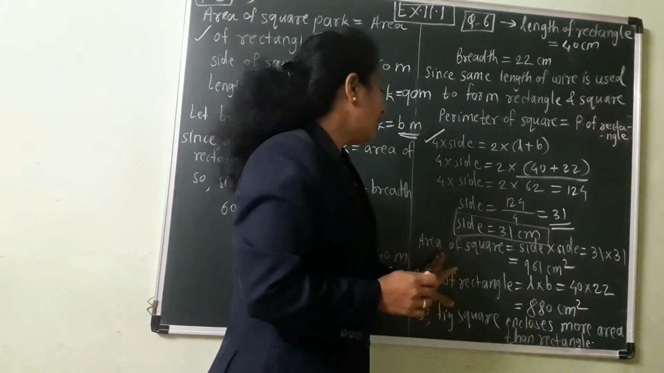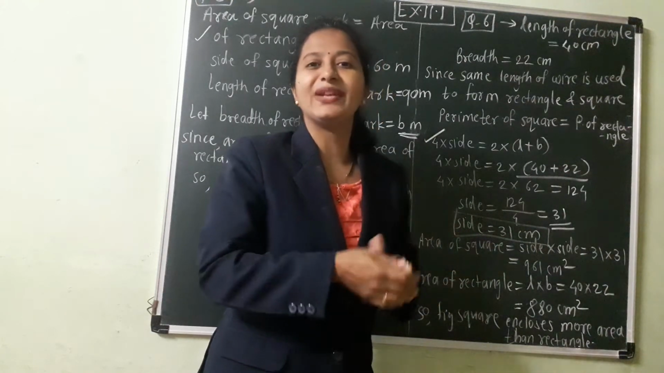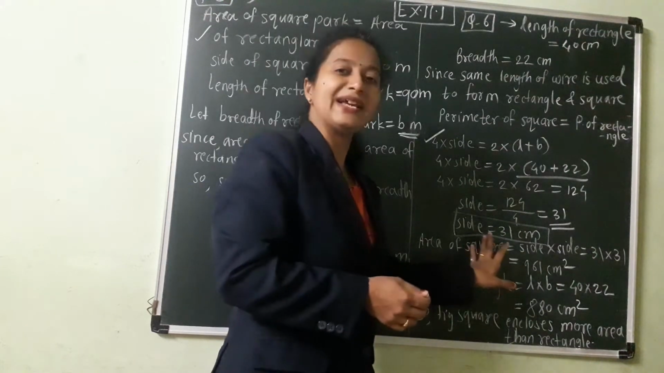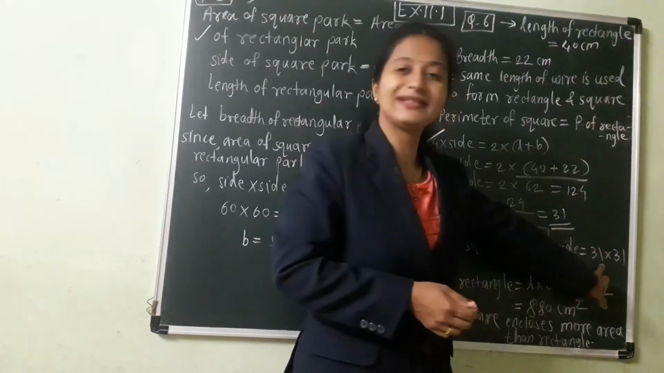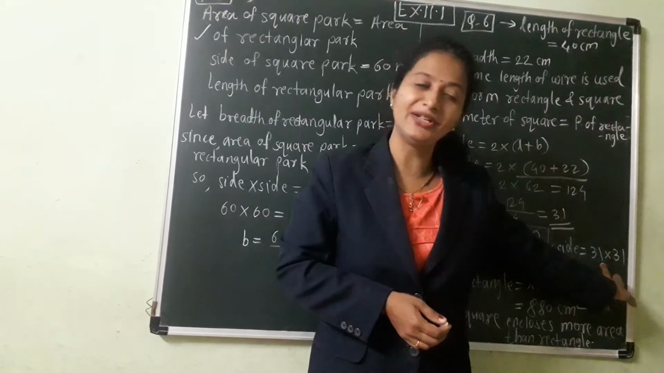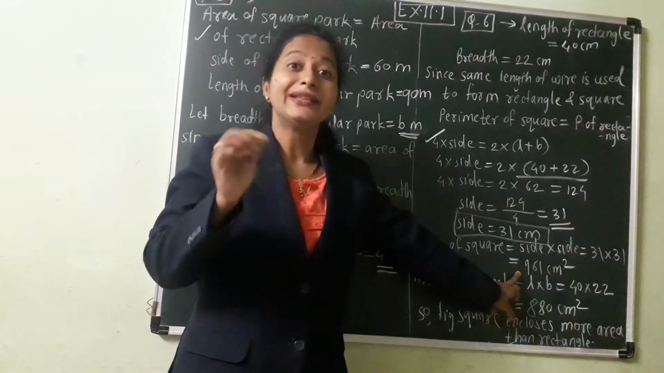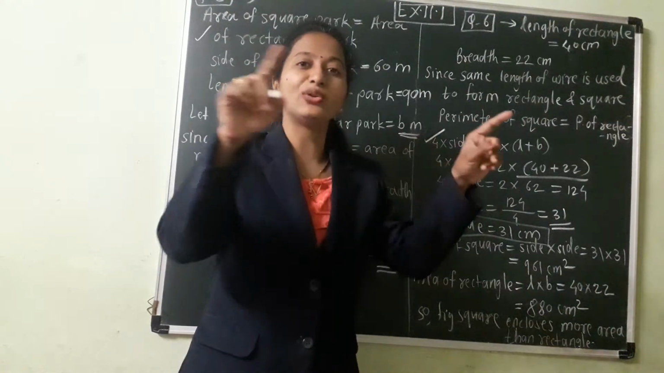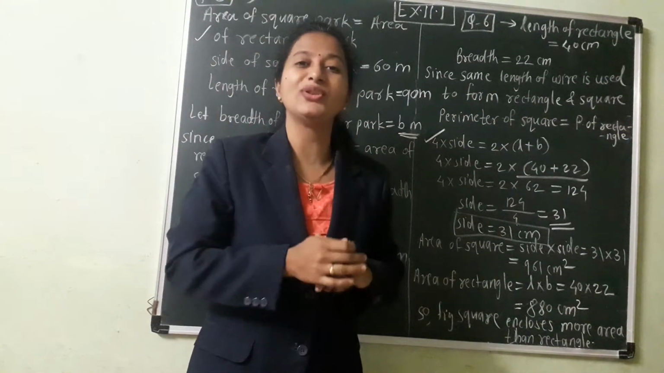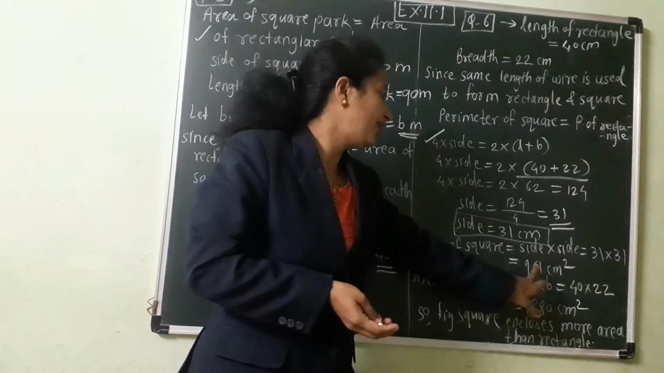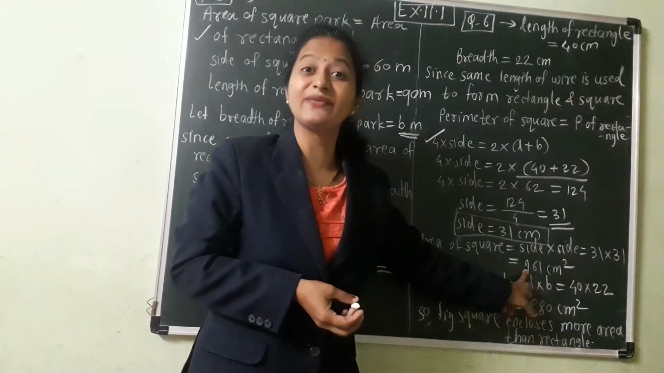Now we have to find the area of the square as well as the area of the rectangle. The formula to calculate the area of a square is side multiplied by side, and the side is 31 centimeter multiplied by 31. You will get the answer as 961 centimeter square. That means the area occupied by the wire bent into the square shape is 961 centimeter square.